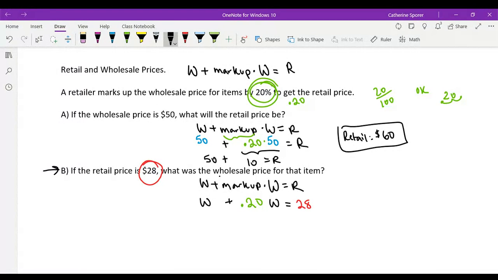With this type of equation, we're working backwards to get the wholesale price, whereas in part A, we had the wholesale price. We were just multiplying by the markup and adding the two together to get the retail. But this right here is just a linear equation that we can solve. On the left side, we can combine like terms. So the W plus 0.20 times W. W is really 1W. So 1 plus 0.20 is 1.20 W equals 28. And then to solve for W, we divide both sides by 1.20.